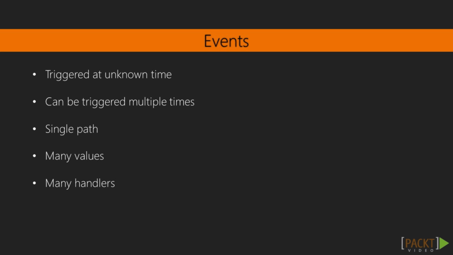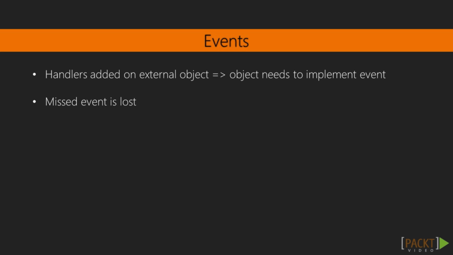And something that's quite important is that the handlers are added on the object that's sending the events, which means that you rely on that object implementing the event behavior. Finally, one of the sometimes restricting properties of events is that when you miss an event, say you add a handler after the event has been triggered, it's too late. You'll never see the event triggered.